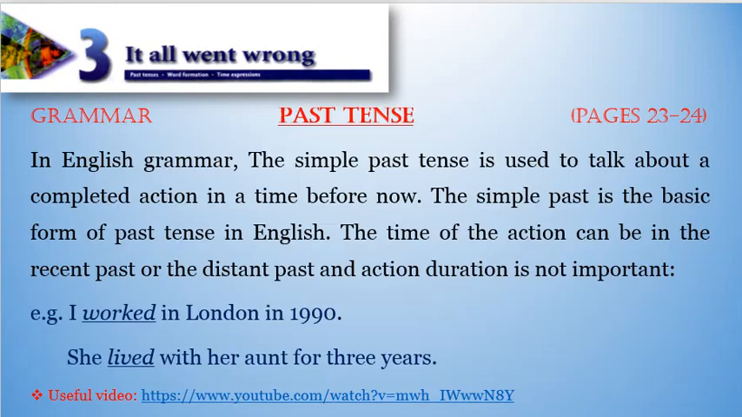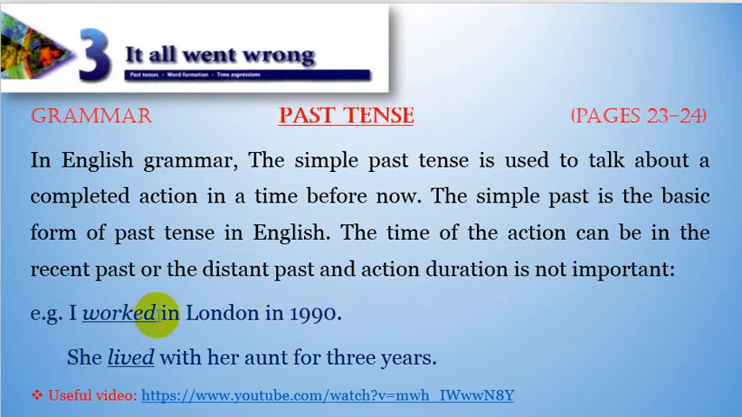Now, on pages 23 to 24, we will talk about the past tense. In English grammar, the simple past tense is used to talk about a completed action in a time before now. The simple past is the basic form of past tense in English. The time of the action can be in the recent past or the distant past, and action duration is not important. Example, I worked in London in 1990.